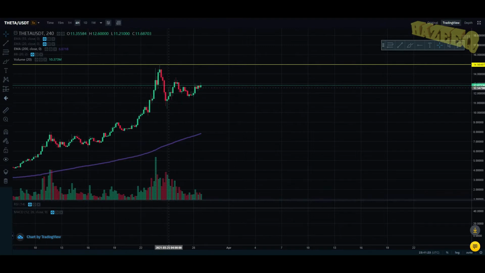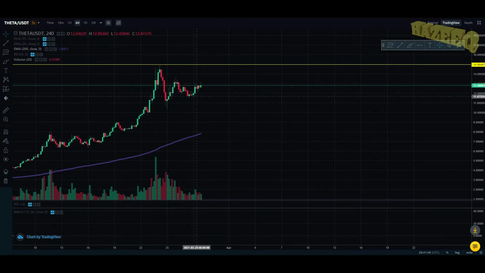Now, how do we draw support lines? The difference between a support and a resistance line is that it all depends on where the price is. So the price is here right now at almost $13. So this $15 mark is going to be our resistance. Now, if we are going to draw a support line, that would be below the current price.